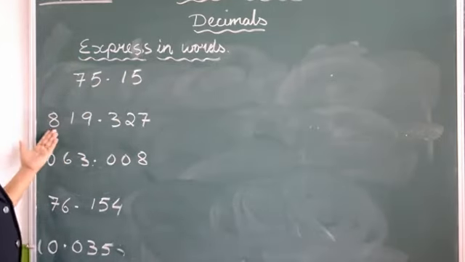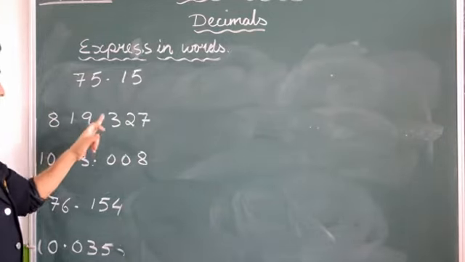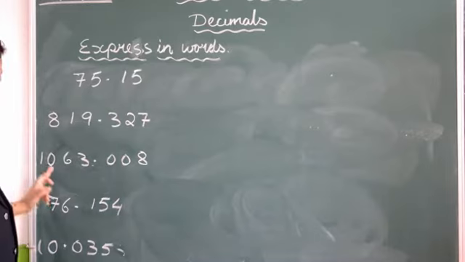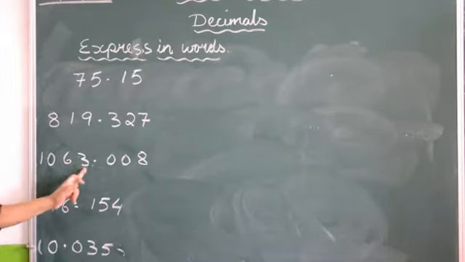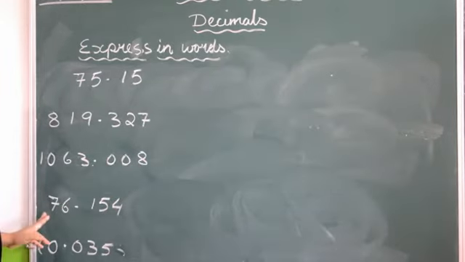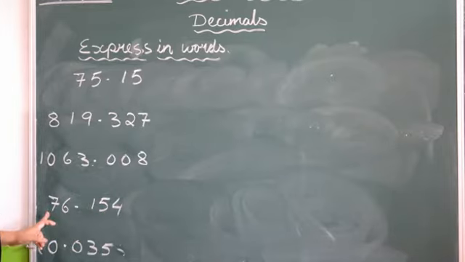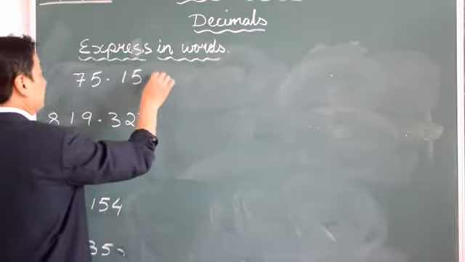75.15. 819.327. 1063.008. 76.154. Is it 154? No. We must read it as 1, 5, 4. 76.154. 0.035. Now let's write.